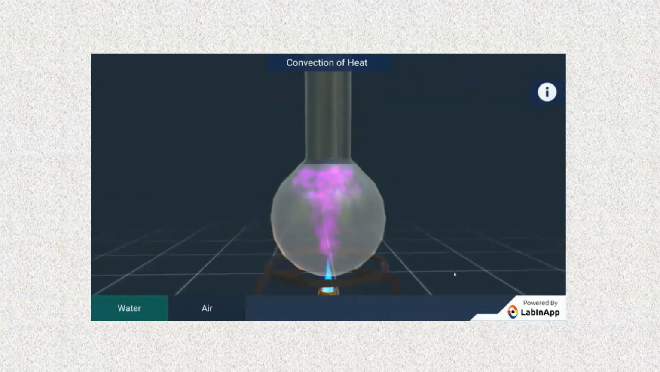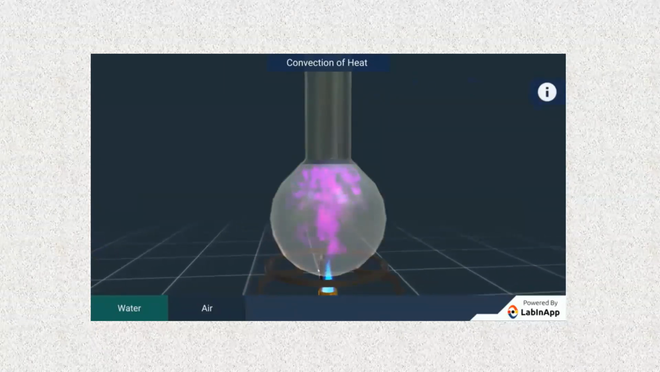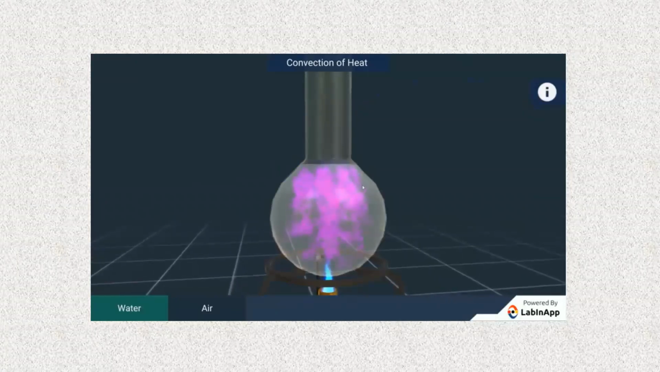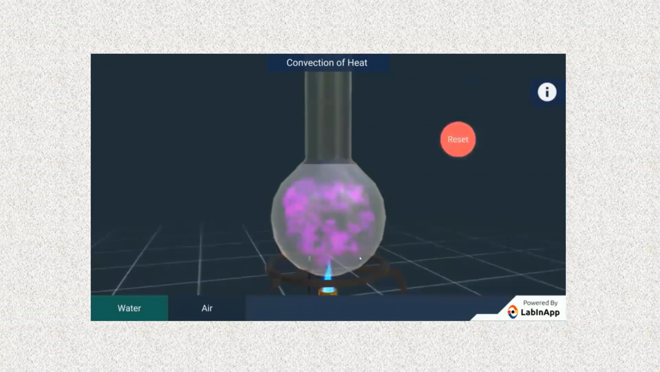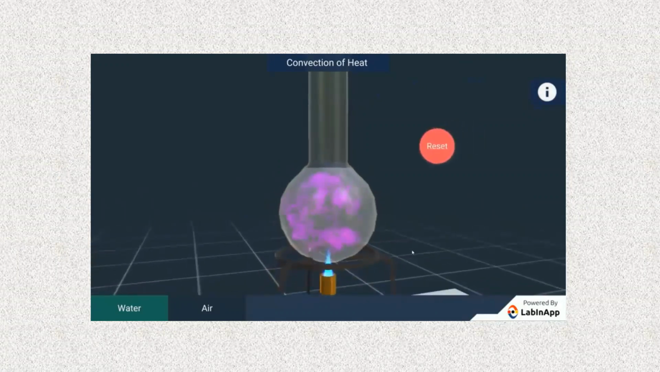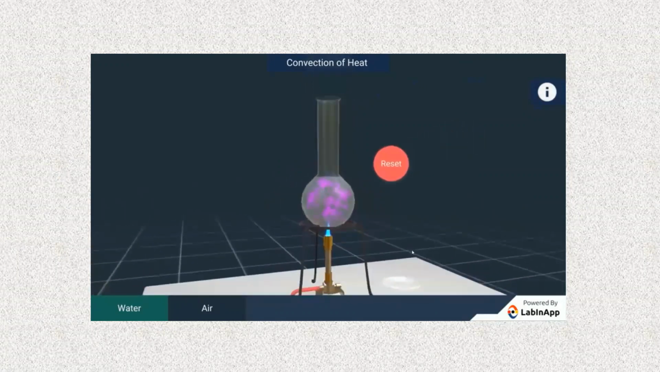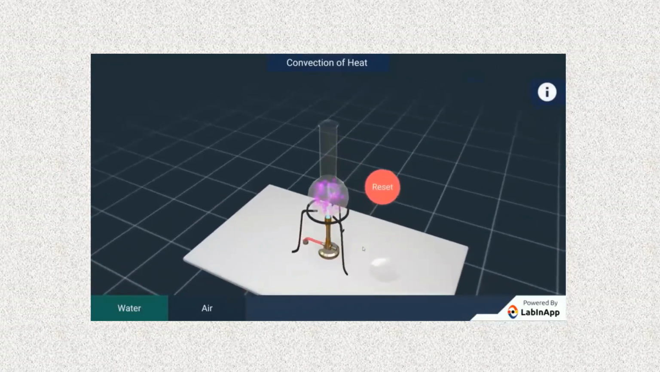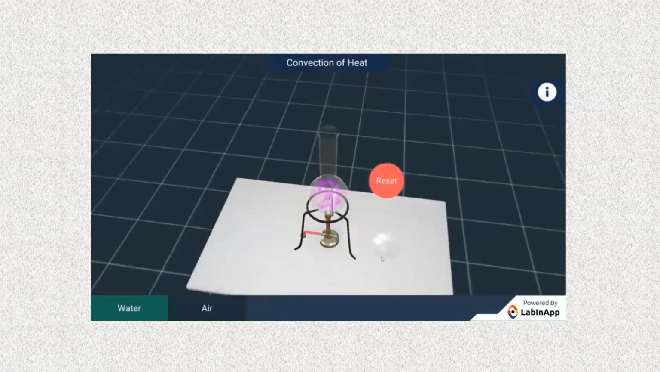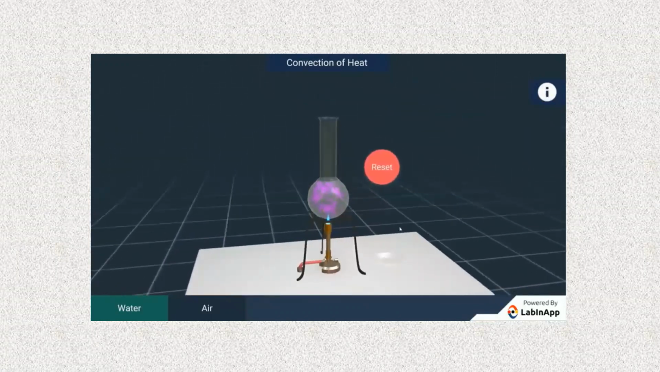We can see that the water near the flame gets hot. Hot water rises up. The cold water from the sides moves down towards the source of heat. This water also gets hot and rises, and water from the sides moves down. This process continues till the whole water gets heated. This mode of heat transfer is known as convection.